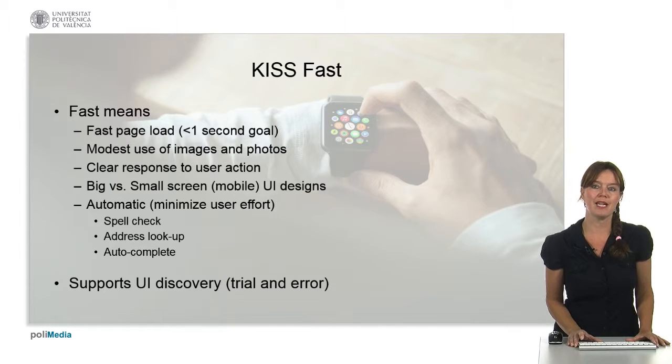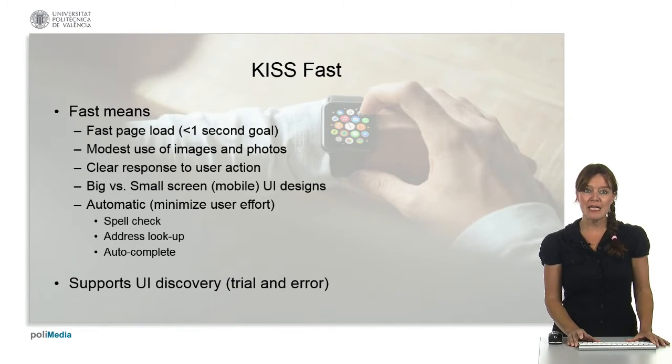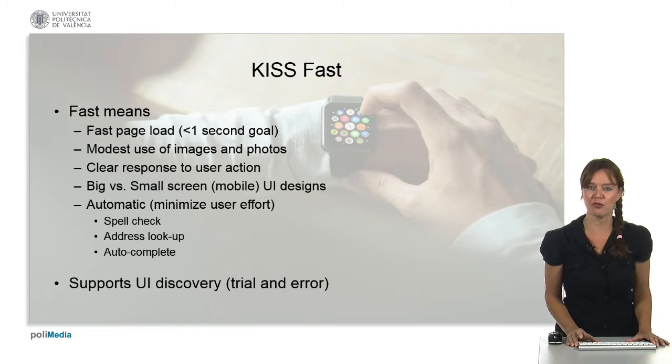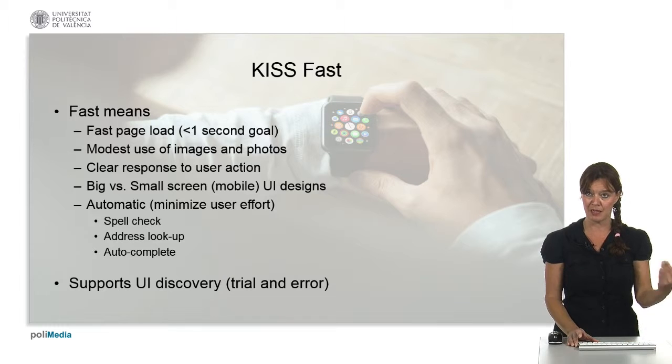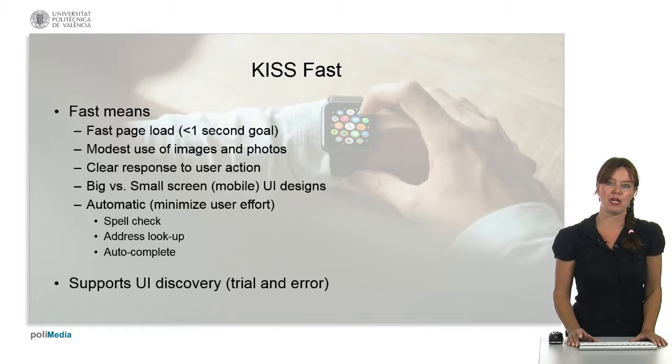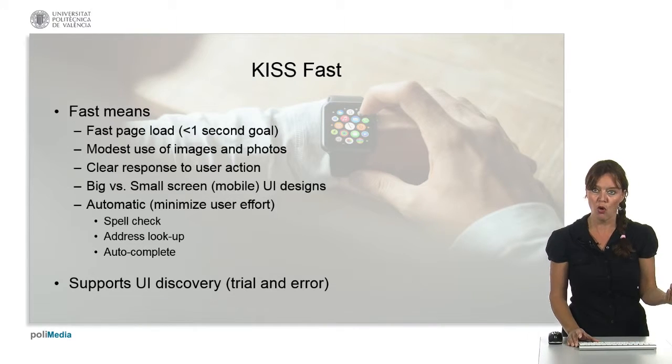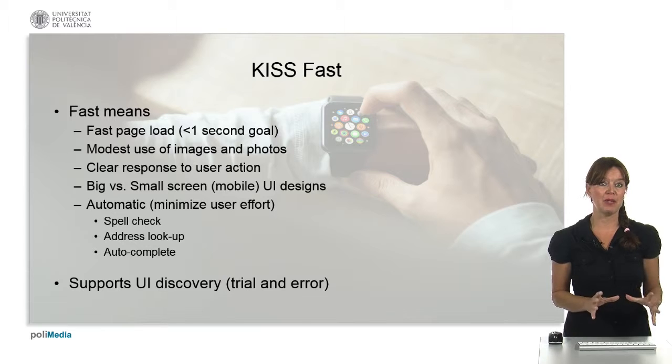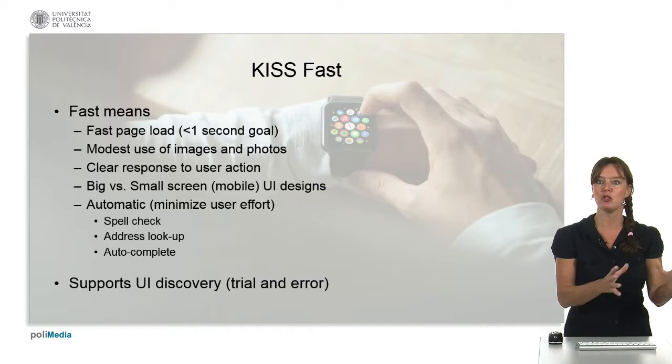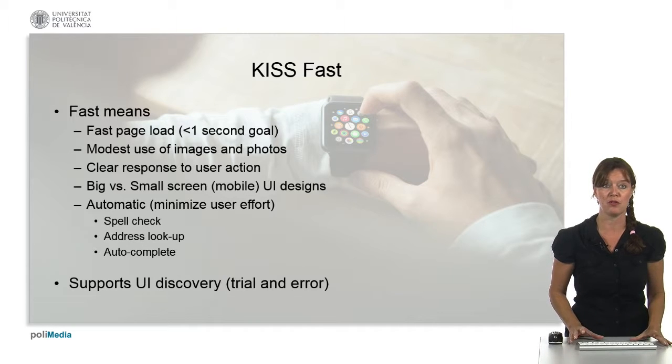Another thing we should do with KISS is we should KISS fast. Fast means fast page load. Less than a second should be our goal. We should have modest use of images and photos. Don't overdo it. Images and photos are nice, but too many can make your page load very slowly. We should have a very clear response to user action. The user does not want to wait long to have a reply to what he's been asking of the system. And we should make sure that we have big versus small screen UI designs. Many people nowadays access web pages on their mobiles. So make sure you have a version to access a web page fast on a mobile device.